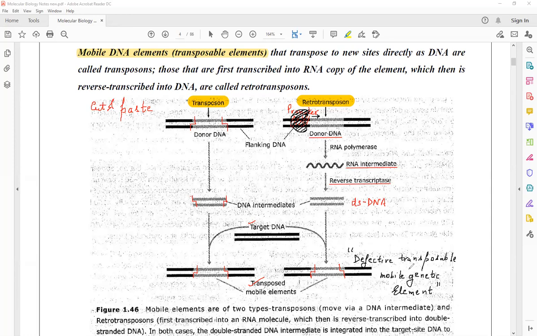Any doubt? Any problem? किसी को कोई doubt? किसी को कोई problem है? You can ask me. So this is the effort towards the defective transposable mobile genetic element.